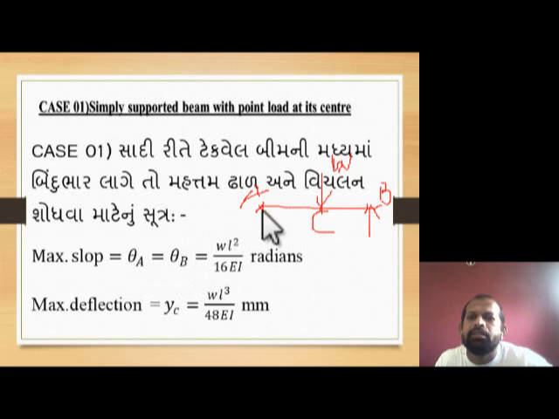Maximum slope is equal to theta A is equal to theta B. Maximum slope is exerted at points A and B on a simply supported beam, which we discussed in the last lecture. So maximum slope is equal to theta A is equal to theta B is equal to WL square upon 16 EI, that is in radians, and maximum deflection is exerted at point C, that is YC is equal to WL cube upon 48 EI, that is in millimeter.